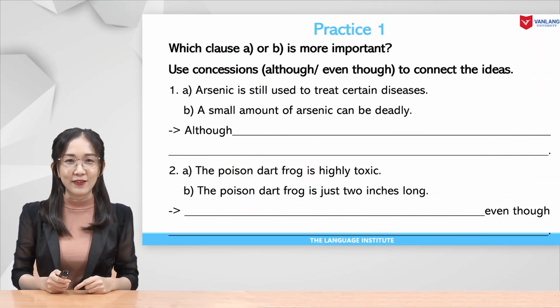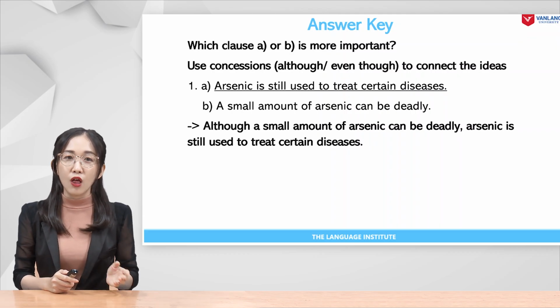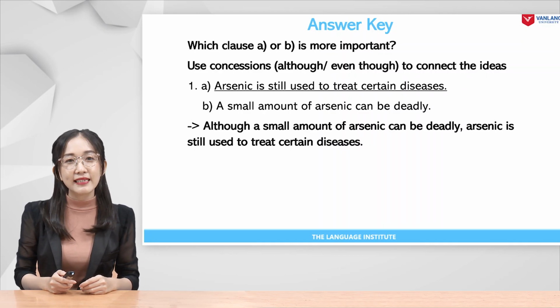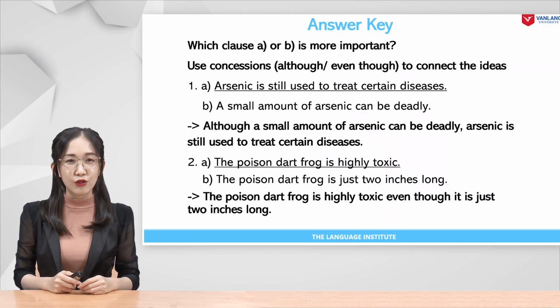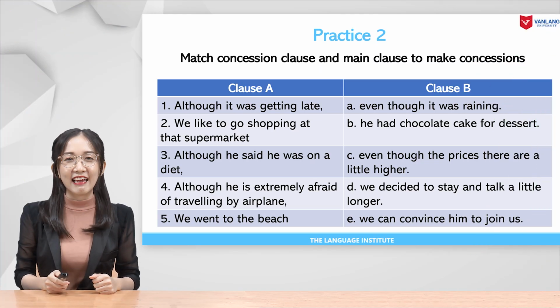Now, let's check the answer. For number 1, A is more important, and the sentence will be, although a small amount of arsenic can be deadly, arsenic is still used to treat certain diseases. And 2, A is still the more important idea, so the final sentence is, the poison dart frog is highly toxic, even though it is just 2 inches long. Well done, guys. Now let's move on to the next exercise.